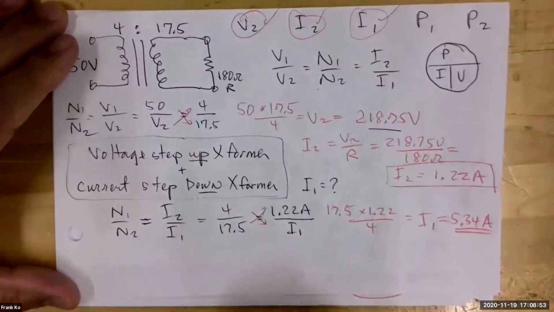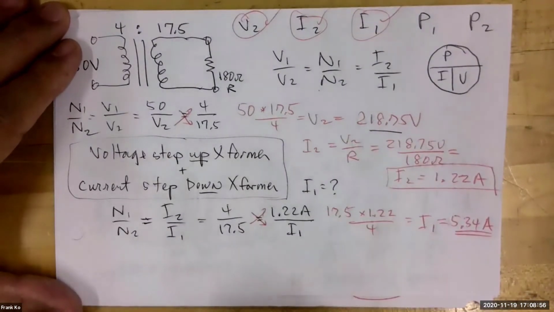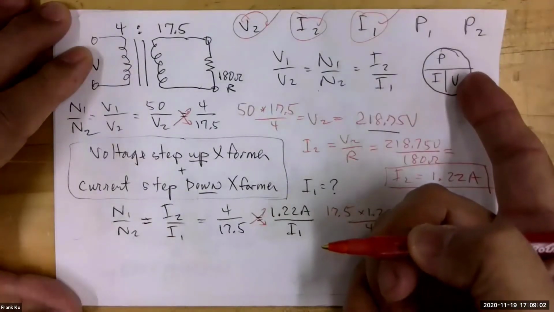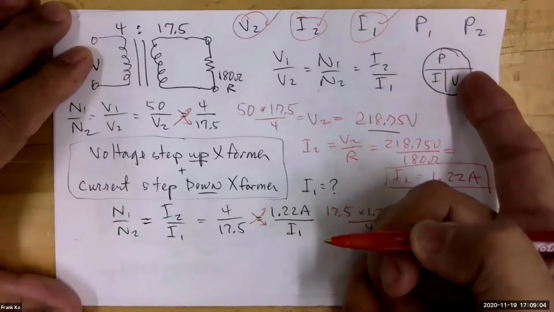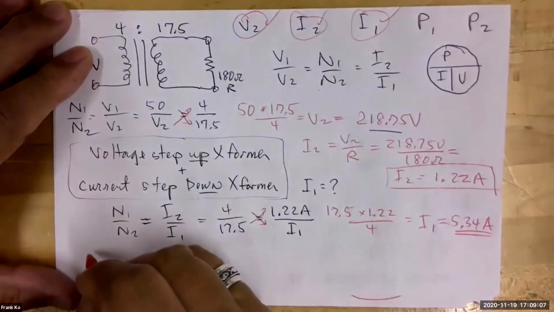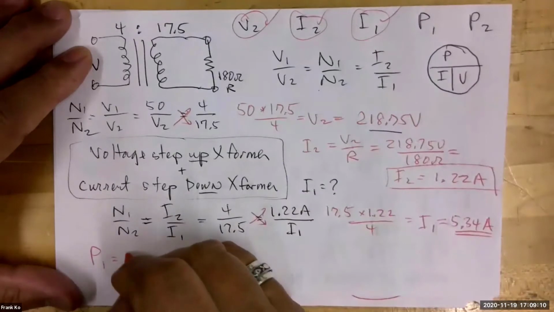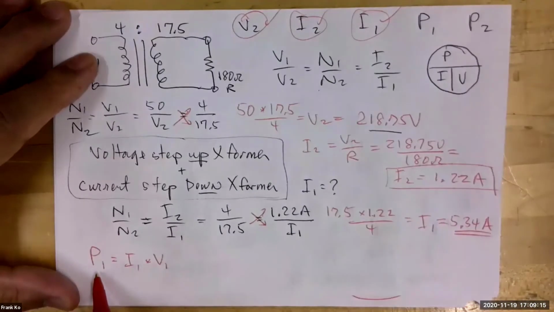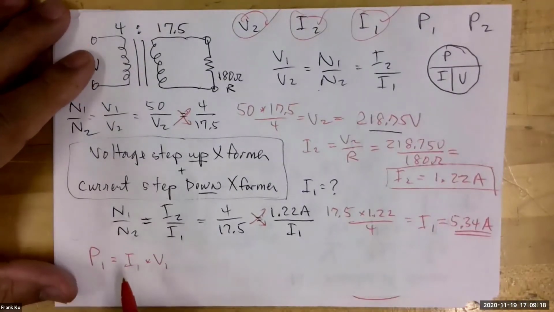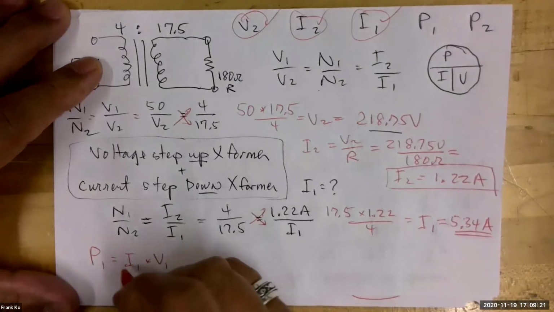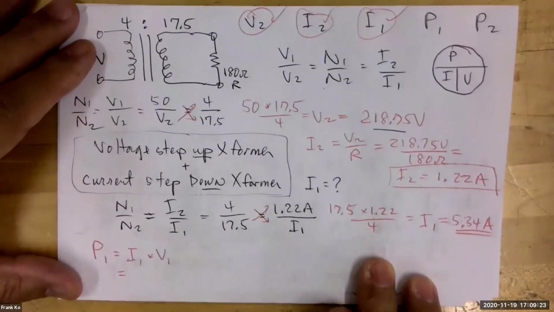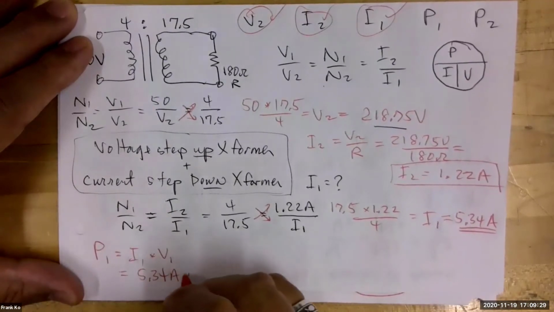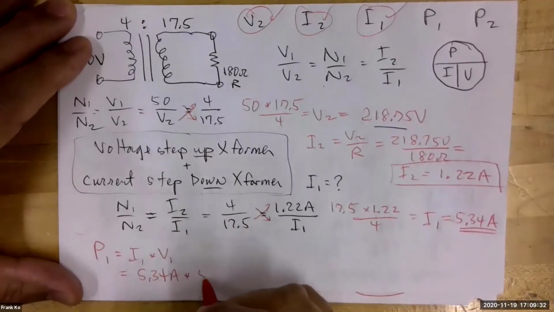How about P1? How do I reconcile P1? Well, we have to have this. Let's go ahead and use Watt's law. To calculate P1 would be equal to I1 times V1. Does that make sense? If we're looking for power of the primary, we better use the current of the primary and the voltage of the primary. And this works out to be my 5.34 amps multiplied by my V1 of 50 volts.